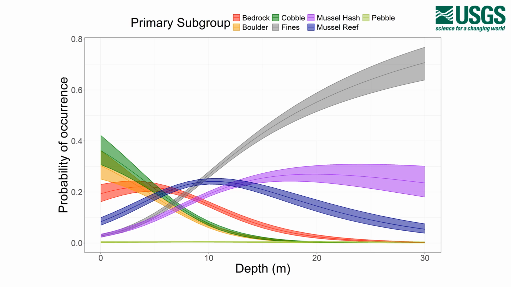Inversely, fines, which is the gray line there, is not very frequent in shallower depths, but becomes very frequent, nearing 75% probability of occurrence at roughly 30 meters in depth. And this is important because fines are not expected to provide interstitial spaces that could be useful for lake trout eggs.